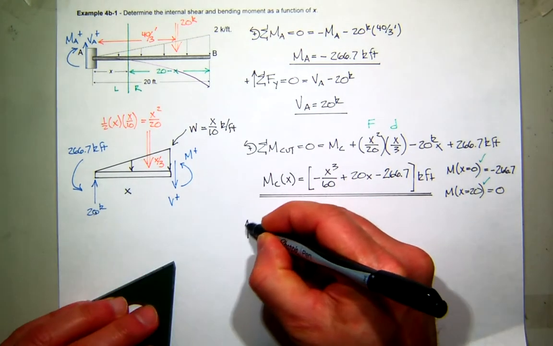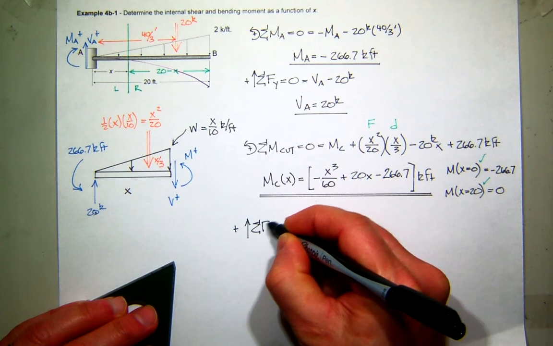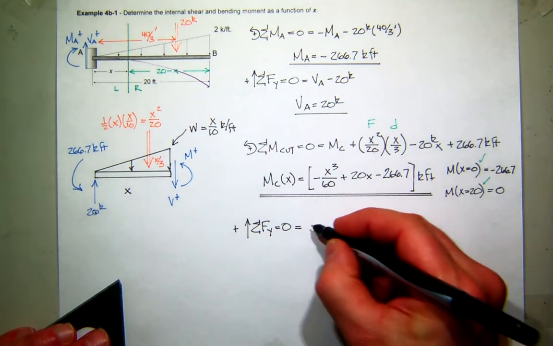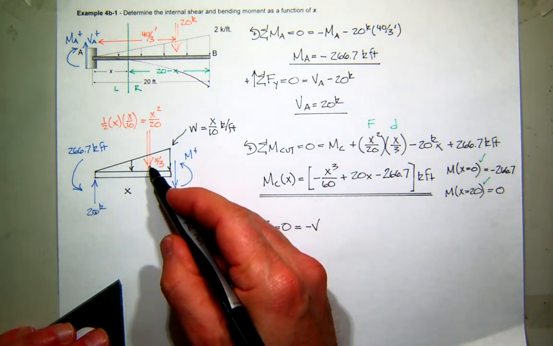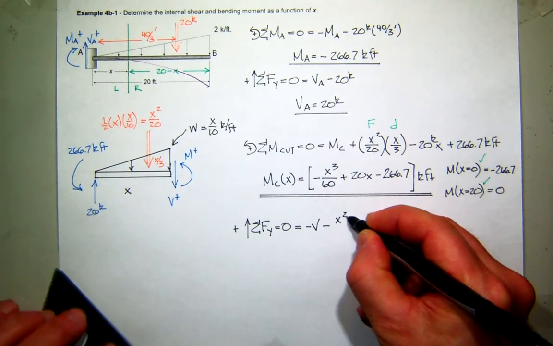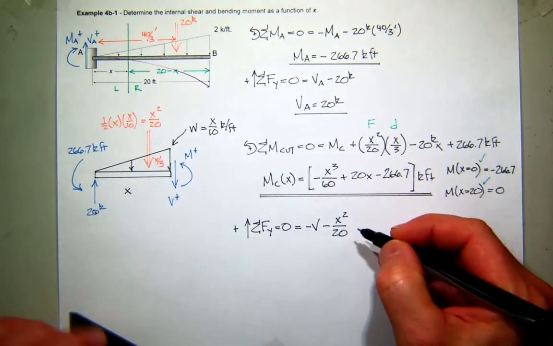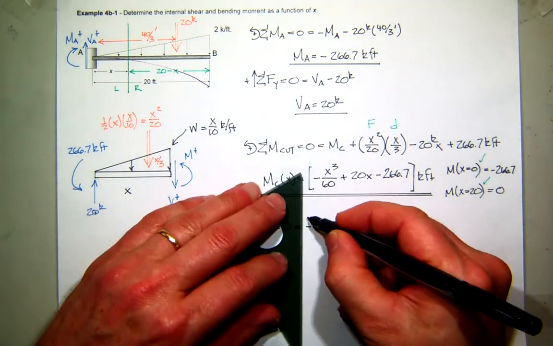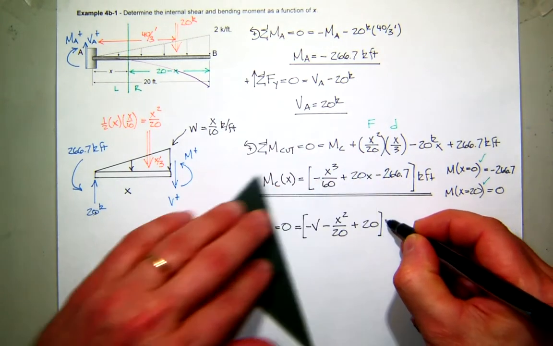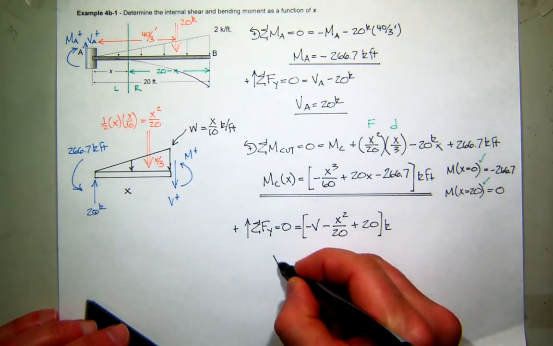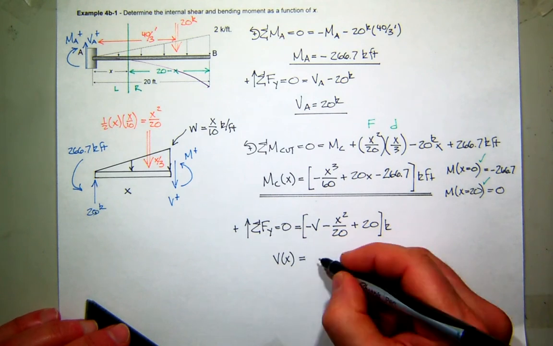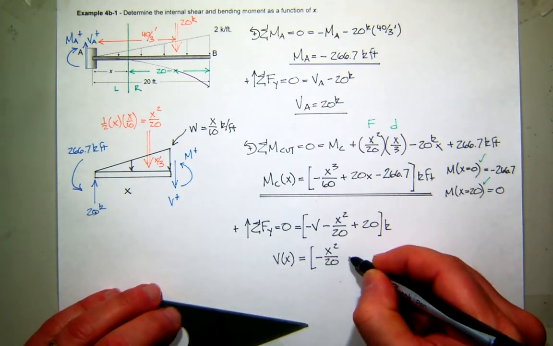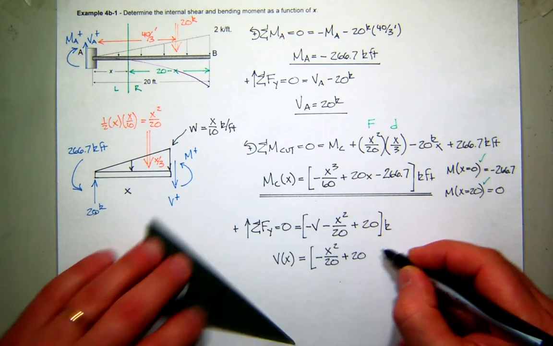All right, let's proceed. Let's sum forces in the y direction. That should get us an equation for shear. So looking at my forces in the y direction, I have this shear force, which is down. So that's minus the shear. I have this force, which is down. So that's minus x squared over 20. And I have this force, which is up, 20. All of those should also have units of kip. So solve for the shear, and you get minus x squared over 20 plus 20.